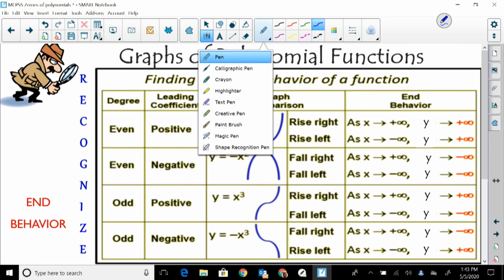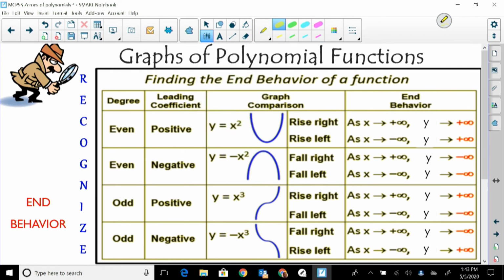So let's look at the degrees. If there is an even degree, the graph will rise on both sides if it's positive. If it's negative, it will fall on both sides, meaning the graph will be even on either side. It will be the same on both sides.